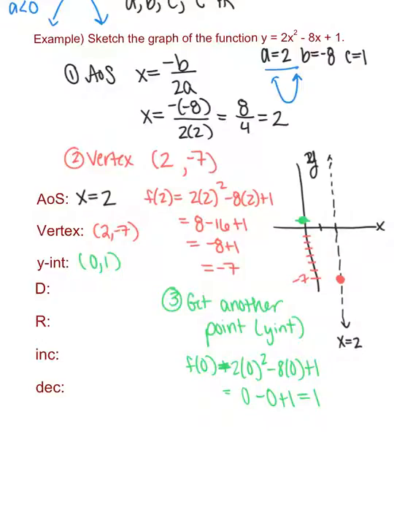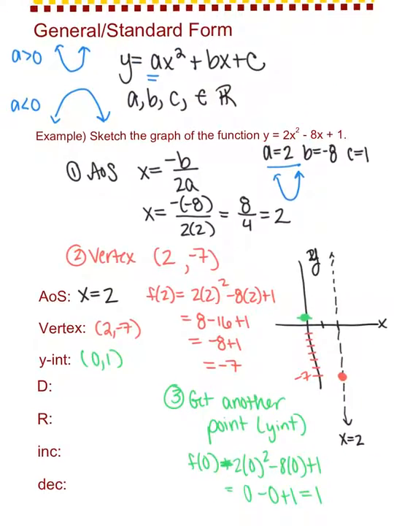Notice if you plug in 0, I can make another note up here. The first two terms will end up canceling, and you're just left with this c value right here. So whatever this constant is always going to be the y-intercept.